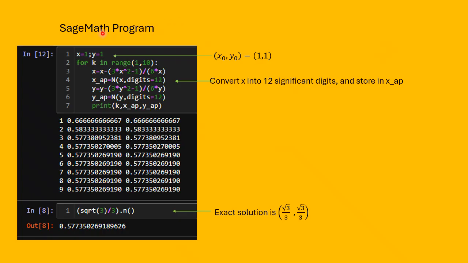So now we can write a short Sage Math program to find x1, y1, x2, y2, and so forth. So let's see what happens here. We first set x equal to 1 and y equal to 1. My intention here is basically to set the point x naught, y naught equal to 1, 1, as we did in our prior calculations. And now, for k in the range from 1 to 10, we're going to do a whole bunch of stuff, do some calculations in these lines, and print some results here. And then when we execute this cell, we're going to get this output over here.